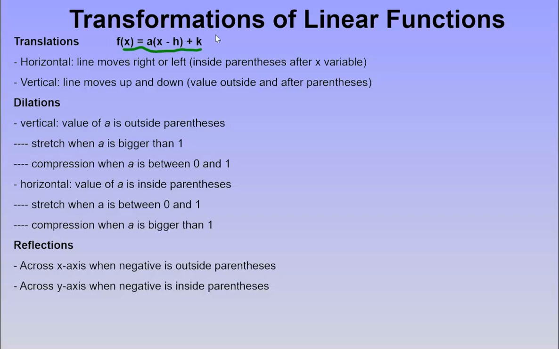So they're asking you for translations. Translations means slides, so movement from side to side or up and down. So you have a horizontal translation when the line is moved from right to left. And when that happens, you look at the h in our formula. Now, if h is negative, you go to the left. If h is positive, then that goes to the right.